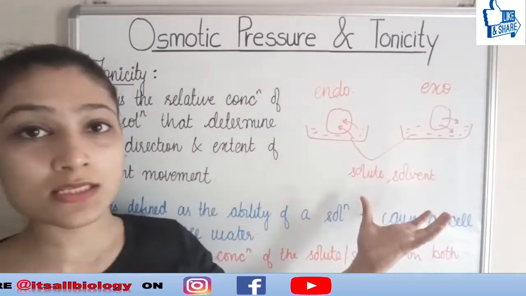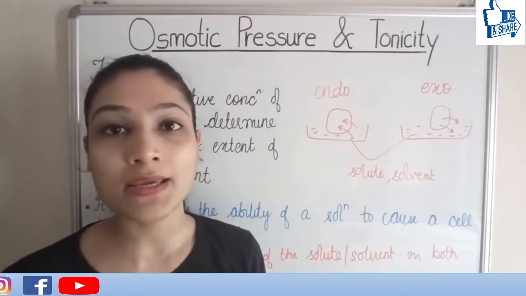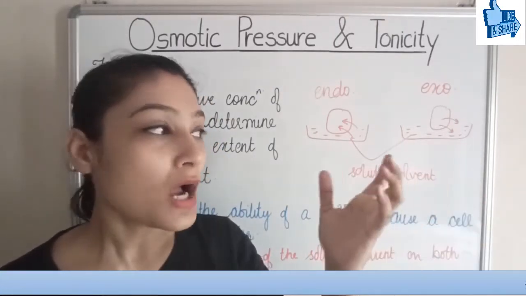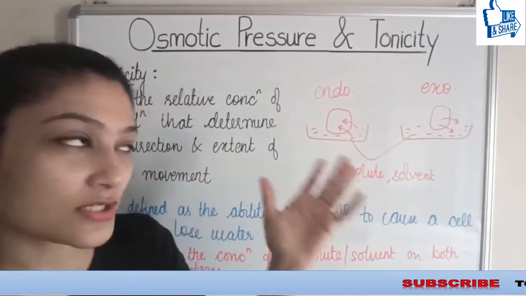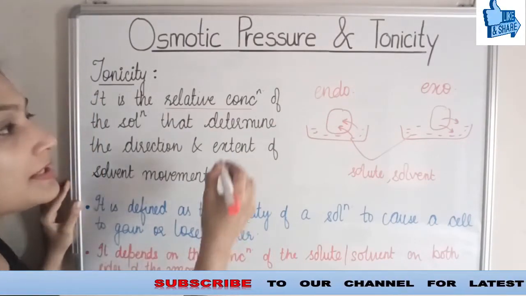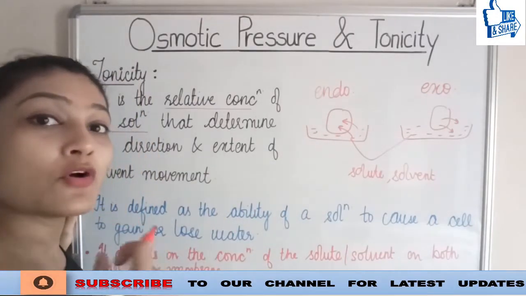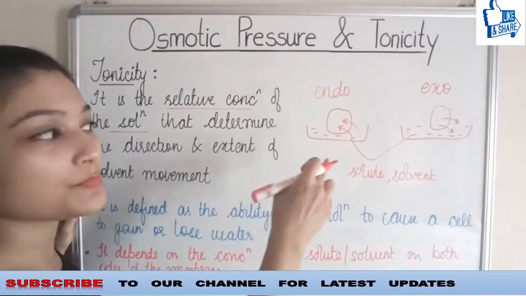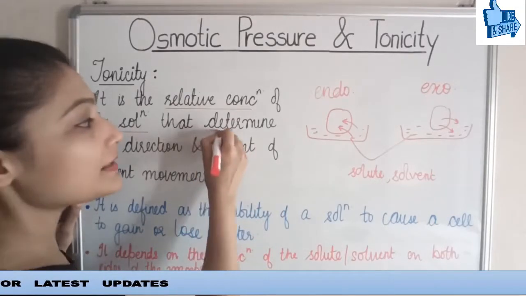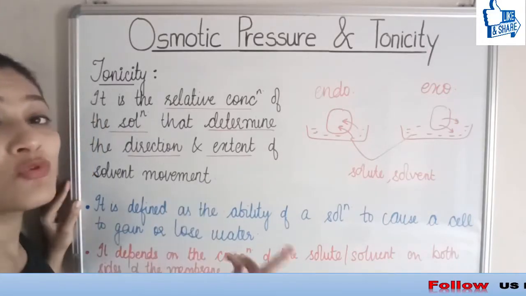So with this basis, we will now be moving towards tonicity, which determines the direction of movement of solvent, whether it is going to move from outside to inside or from inside to outside. So let's see. It is the relative concentration. We will talk about the concentration of a solution. How is the concentration of the solution? What type of solute and what type of solvent is going to be present in the solution, that we will be focusing on. Why? Because that determines the direction and extent of movement.